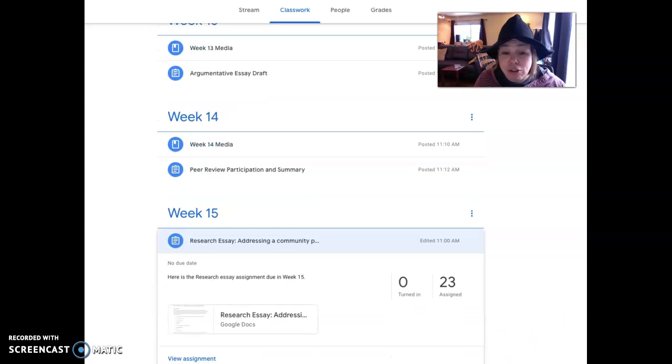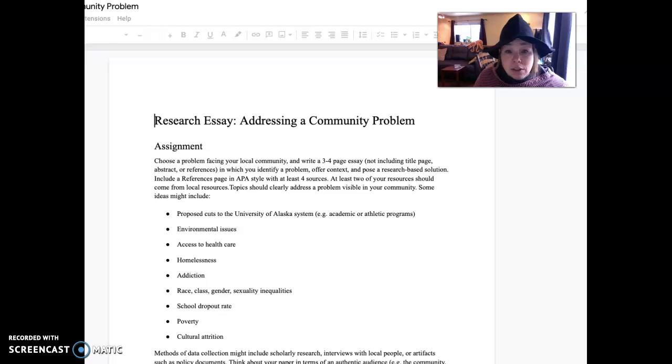A really good place to start thinking about this module is in week 15, where I have posted the research essay assignment. So this essay is exploring or addressing a community problem. So you might start thinking about what kind of problem you might want to explore in this essay. If you find something that's interesting to you, something that you really want to know more about and think about how to solve or at least make better, the writing is going to come a lot easier.